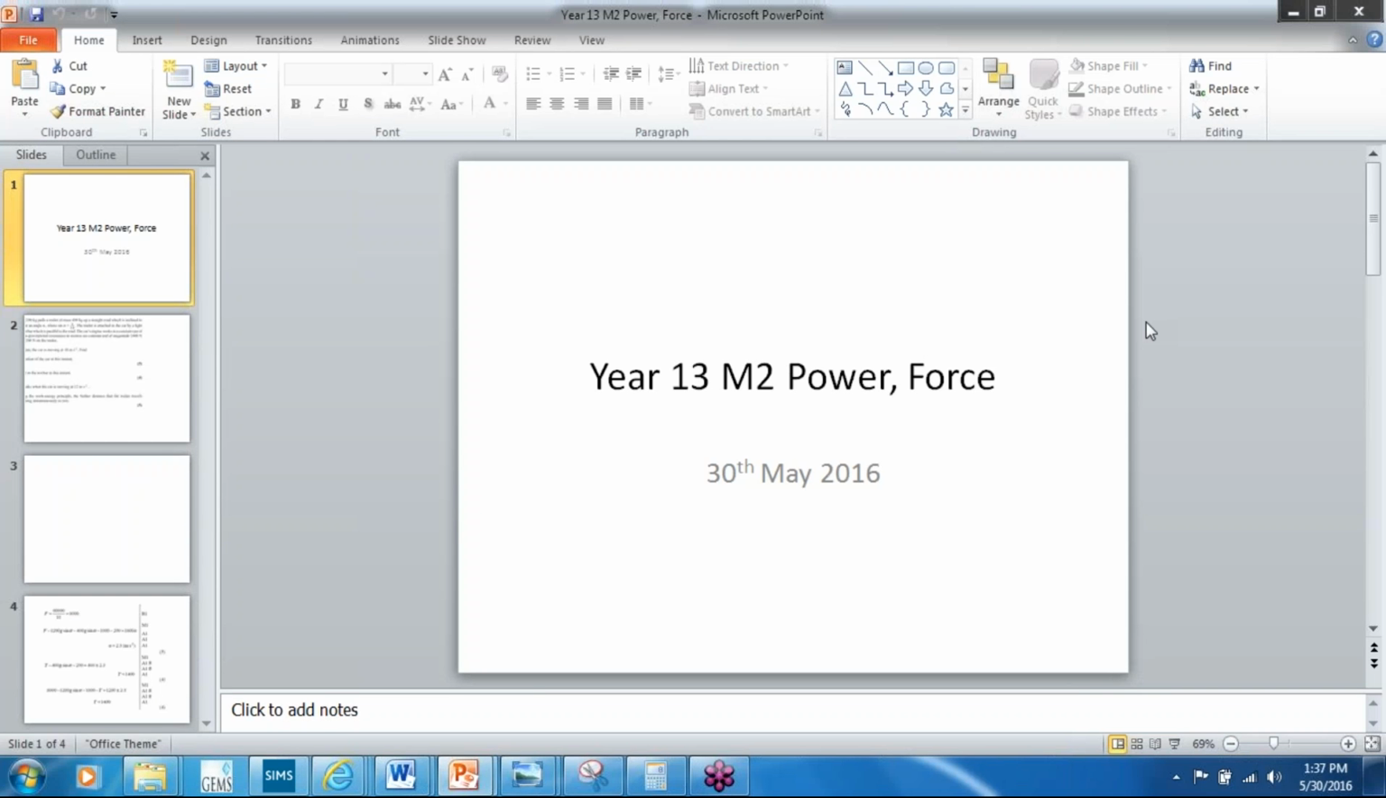Welcome to the Year 13 Mechanics 2 Power and Force and Acceleration support session. This session we're going to look at one specific question from a past paper, and hopefully that will help you while you prepare for your exam. Let's have a look at this question that we're going to be looking at.